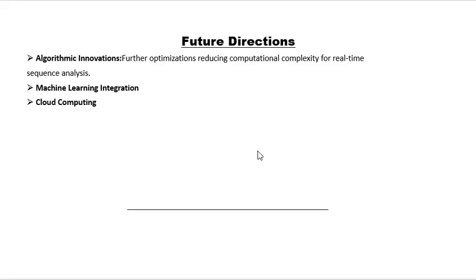What is the future direction? Algorithm selection and future optimization, reducing the computational complexity for real time use, in machine learning and in cloud computing.